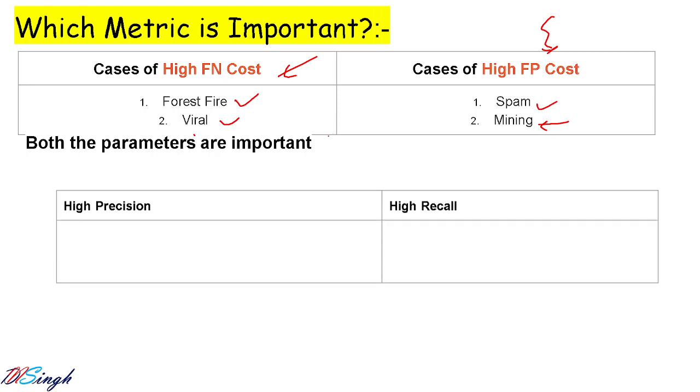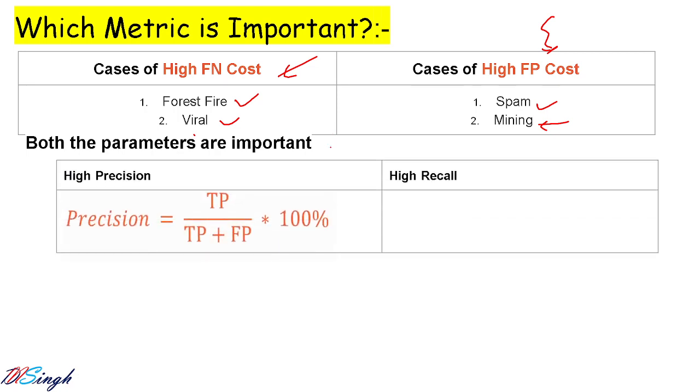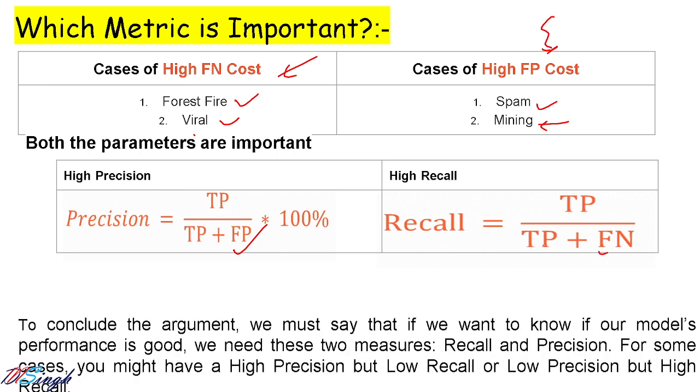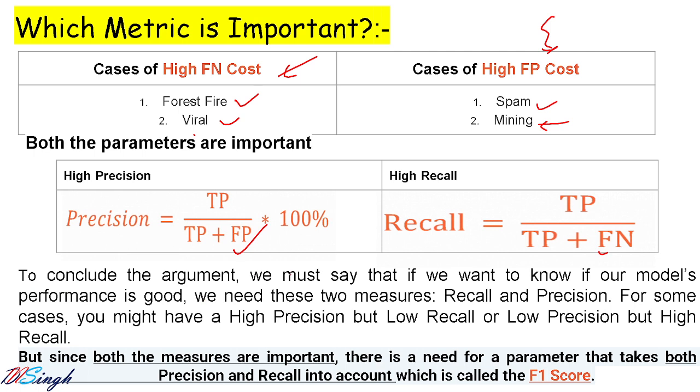Both the parameters are important for some cases. तो उसमें हम क्या करेंगे, प्रिसीजन में क्या है, फॉल्स पॉजिटिव कंसीडर कर रहे हैं, और हाई रिकॉल में क्या है, फॉल्स नेगेटिव कंसीडर कर रहे हैं. To conclude the argument, we must say if we want to know if our model performance is good, we need these two measures, recall and precision. For some cases you might have a high precision but low recall, or low precision but high recall.